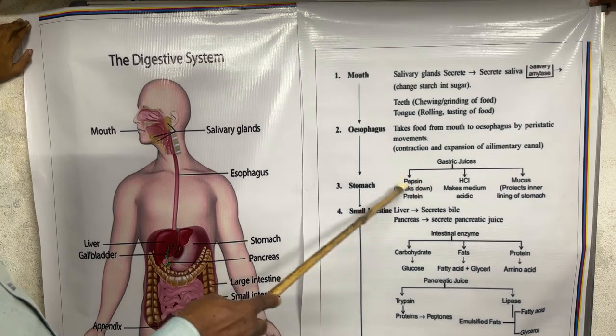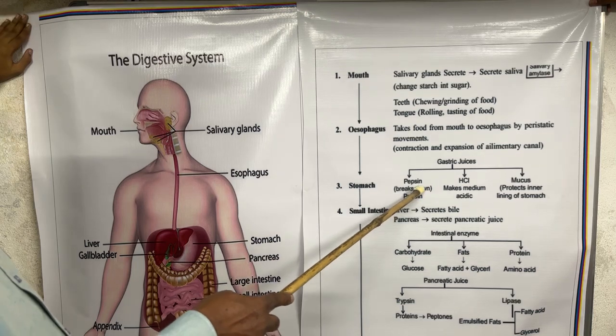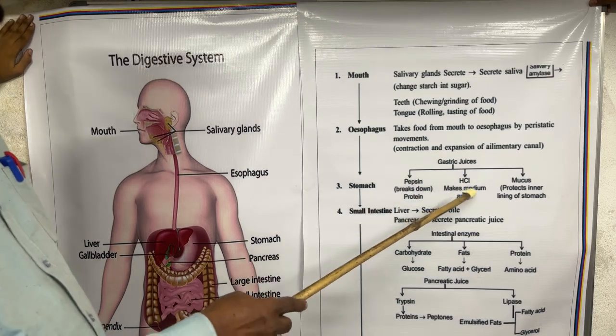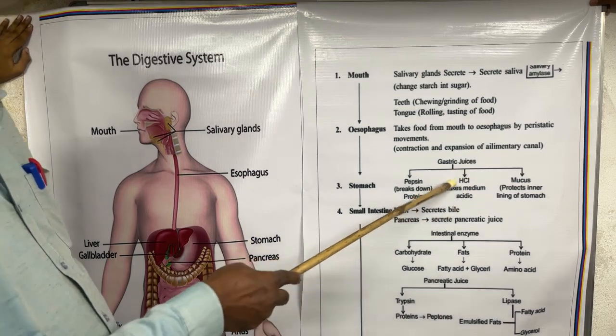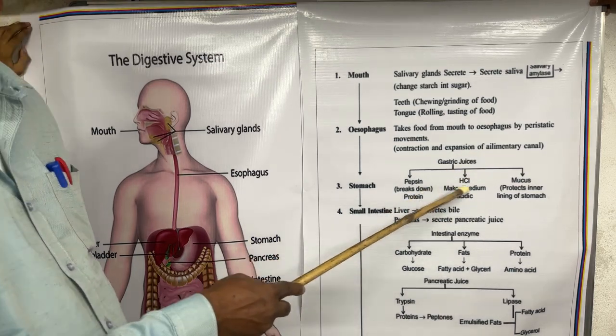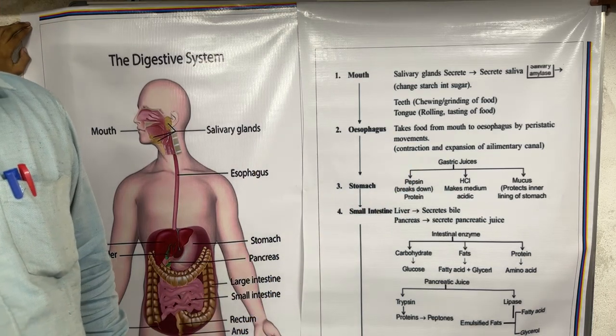There, pepsin, the enzyme formed in the gastric juices, breaks down the protein. And then next, the HCl. Where is the HCl present? It is present in the stomach. The HCl which is present in the stomach does not have any enzymes.